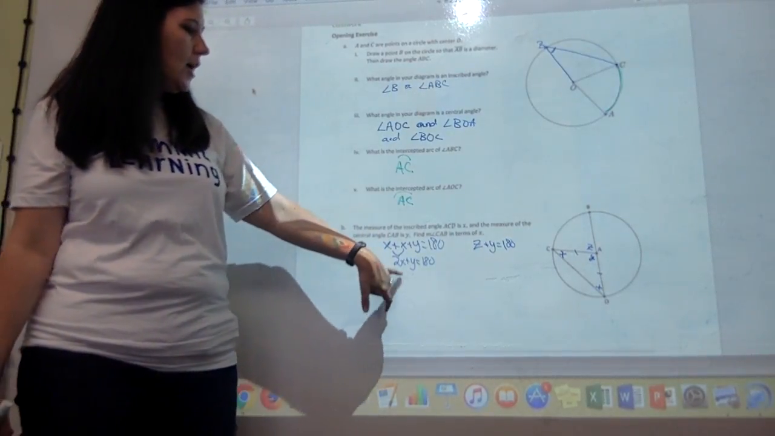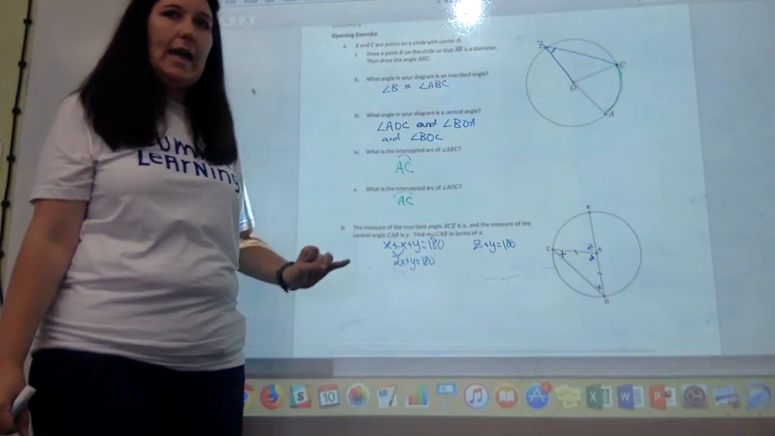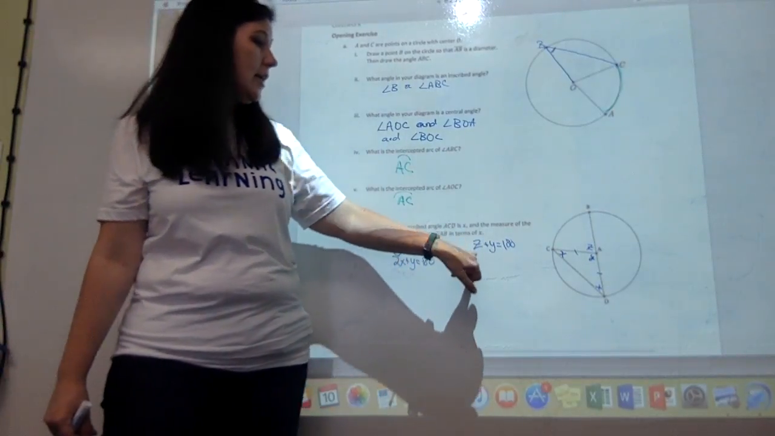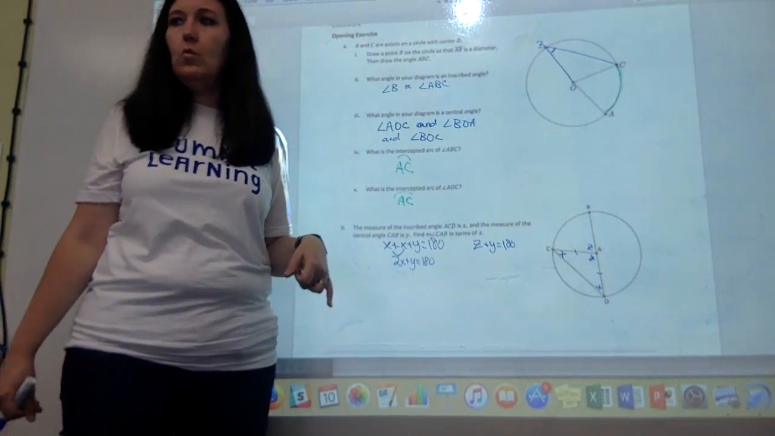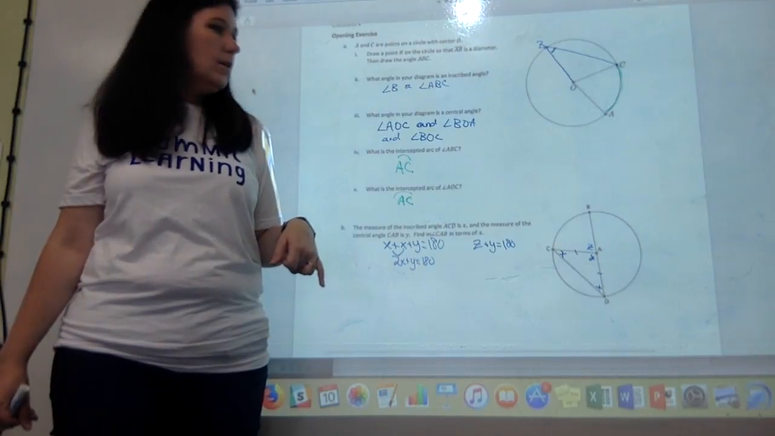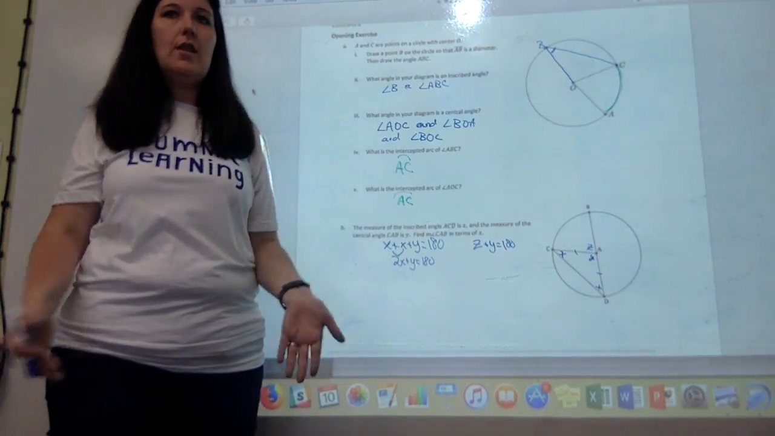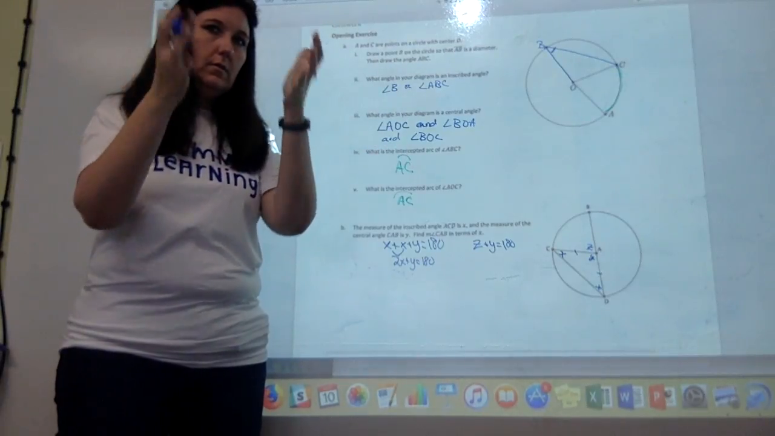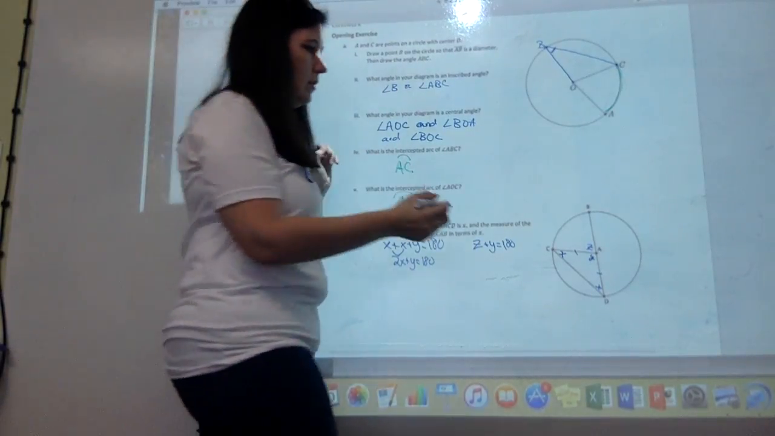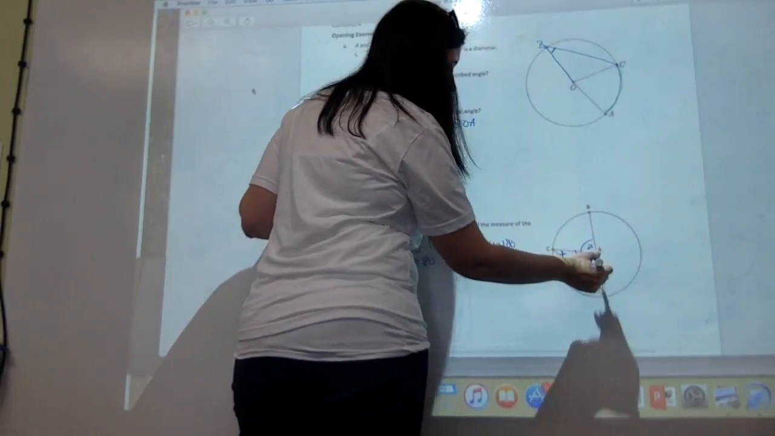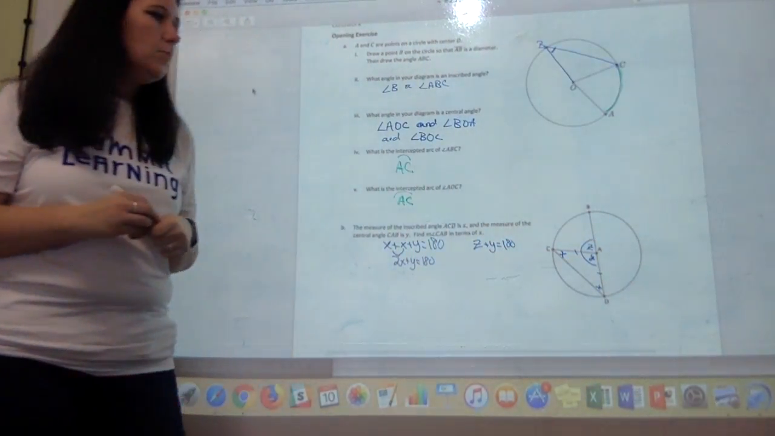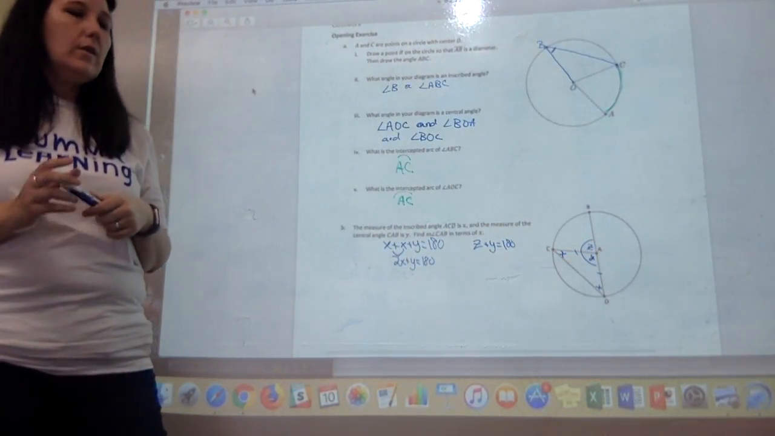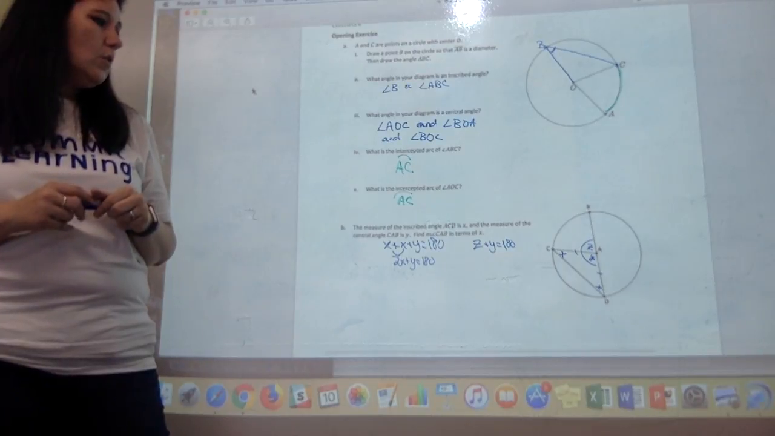So 2x plus y equals 180. Z plus y equals 180. Angle Z plus angle Y? Yes, because it makes a straight line. In relation to each other or in relation to C? Just these two. Z plus y equals 180. These two make a straight line.